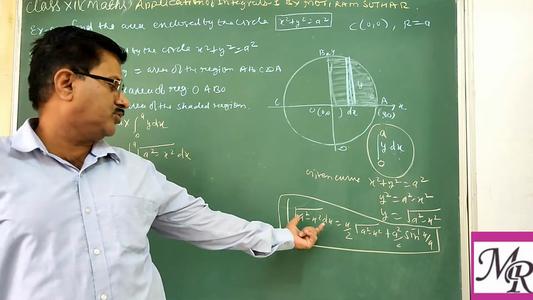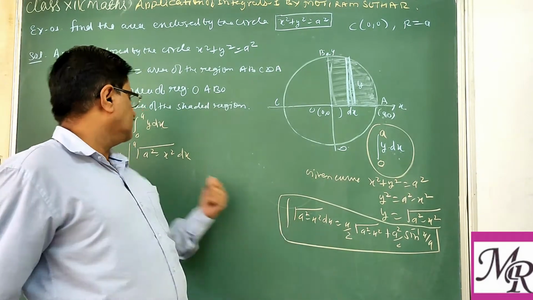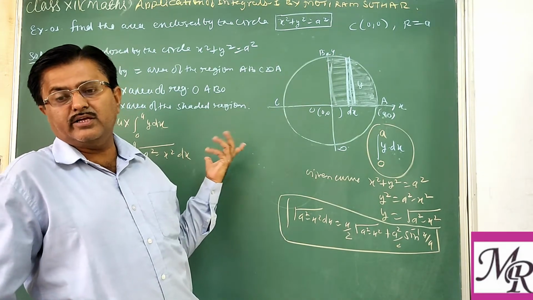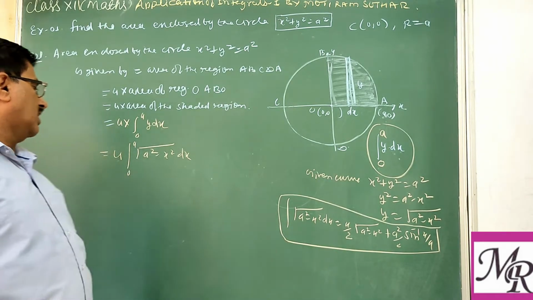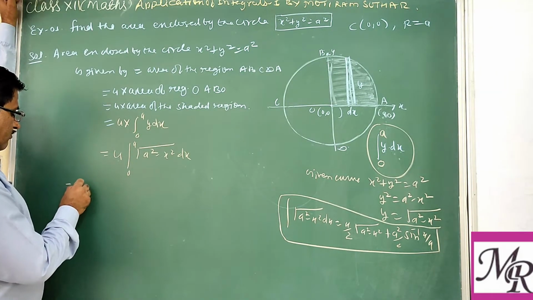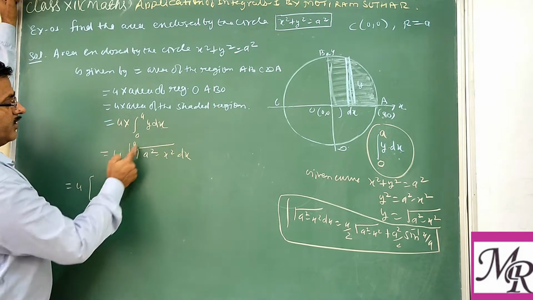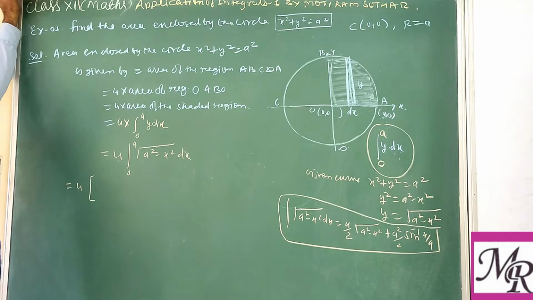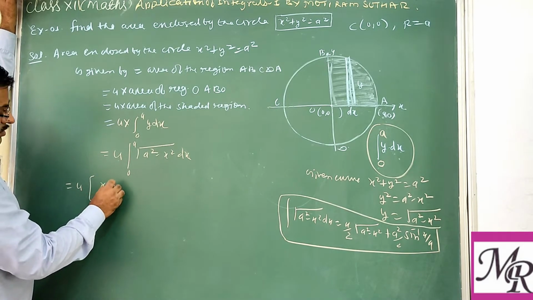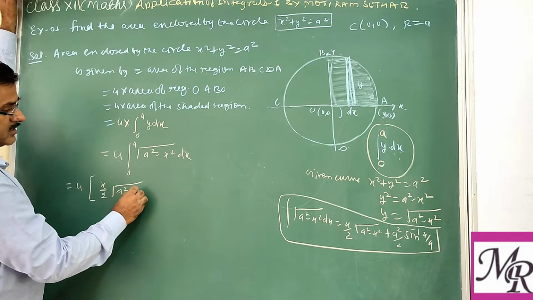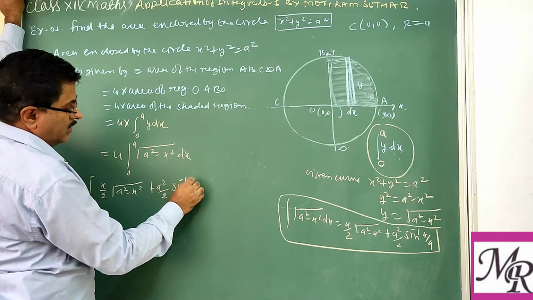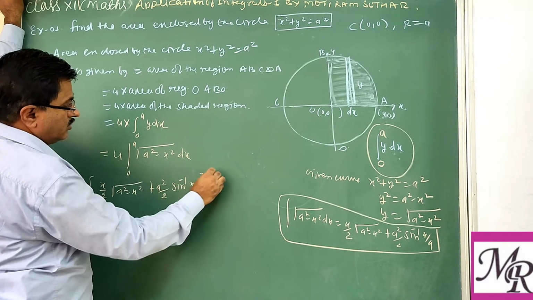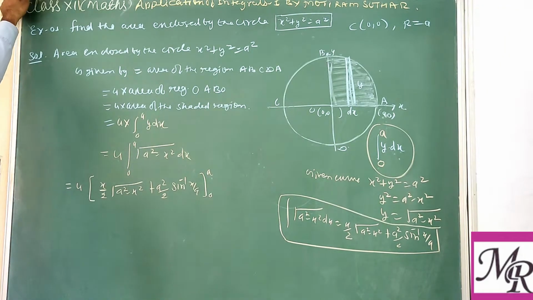Clear? So now put the values exactly the same. Here a is given as a, and x is given as x. But in other problems there may be a change in a and x, so according to that we have to use the formula. So what do we write? 4. We first solve it as an indefinite integral. That's why this is written as x by 2 root of a square minus x square plus a square by 2 sin inverse x by a, from 0 to a. So here we have the limits 0 to a.